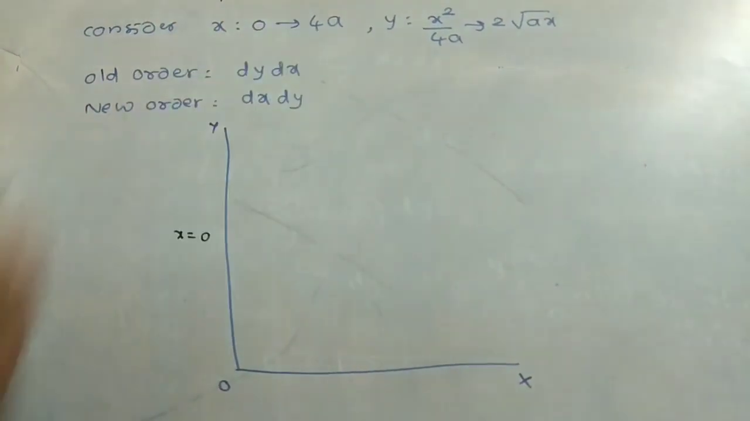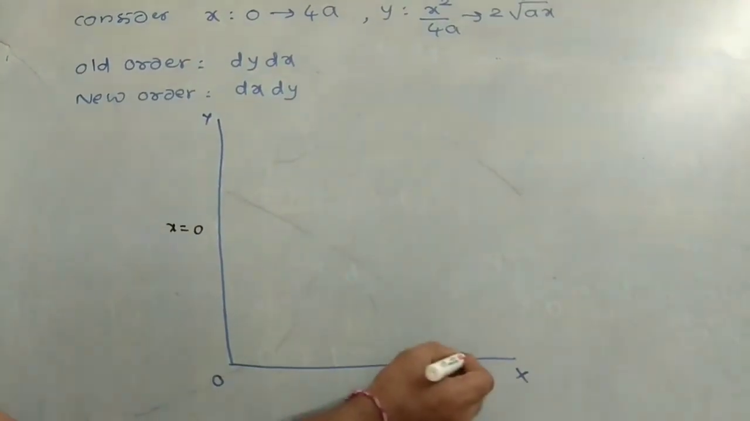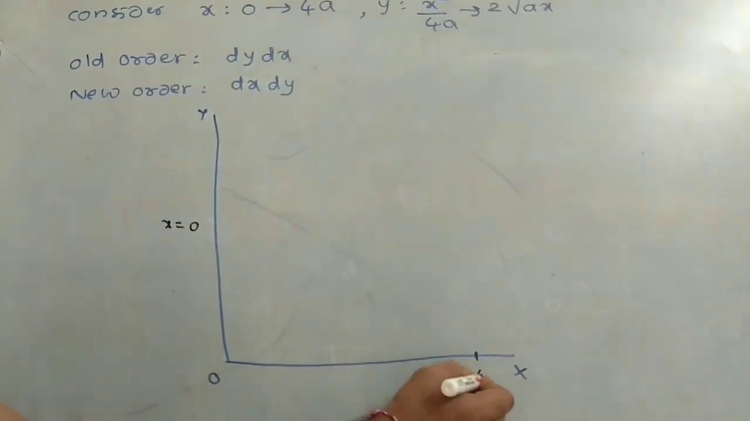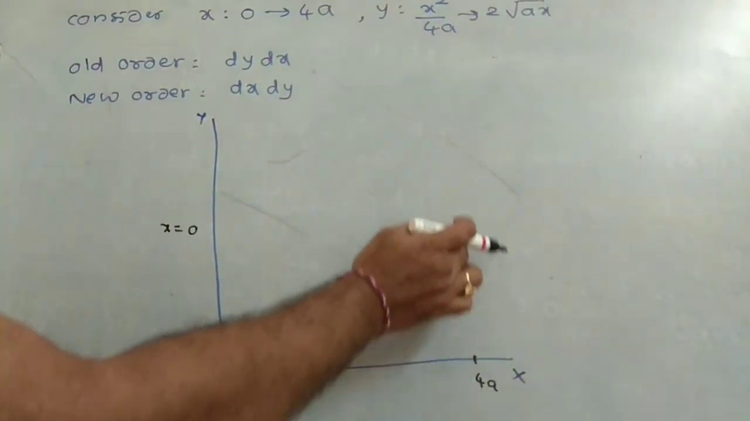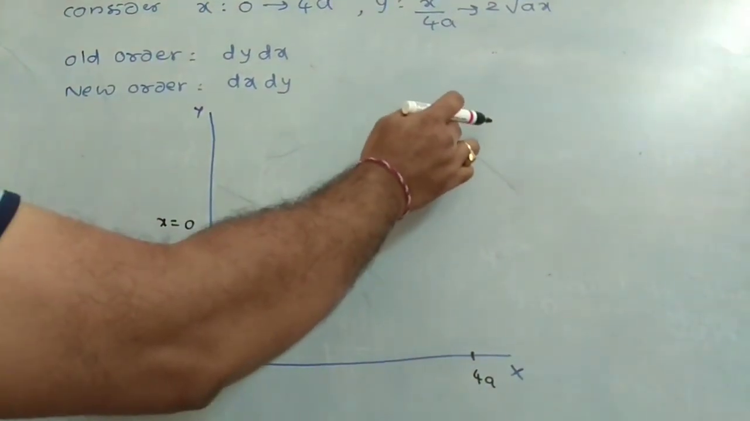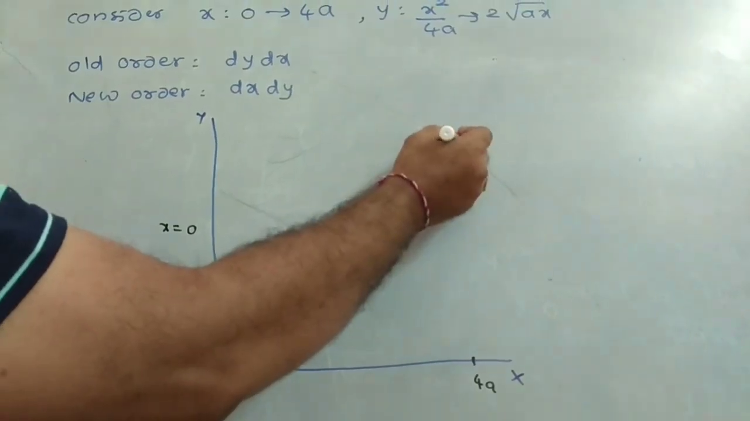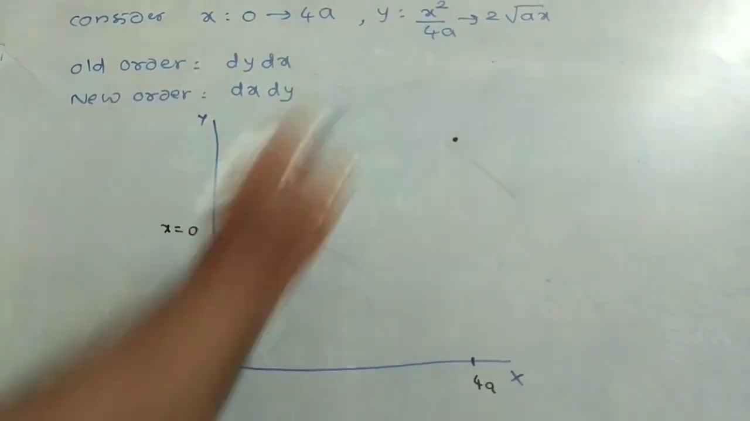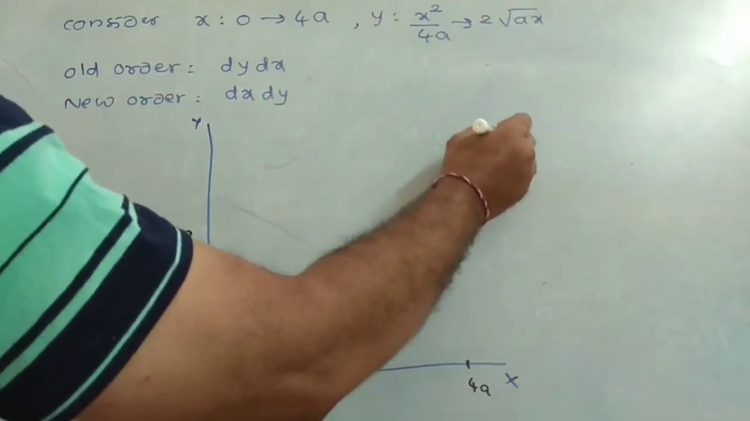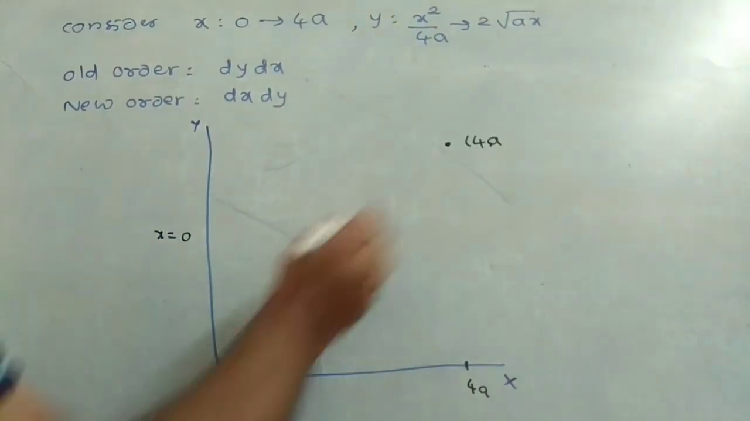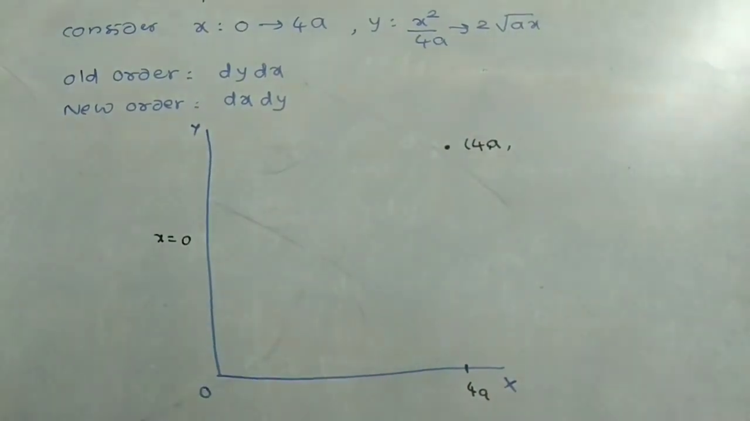Coming to x equal to 4a. I am supposing that somewhere here x is taking the value 4a. So corresponding to that, you identify where it is located, here. So I am locating a point x equal to 4a. This is where x takes the value 4a. I can find the y value later.